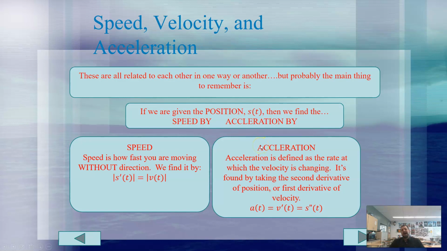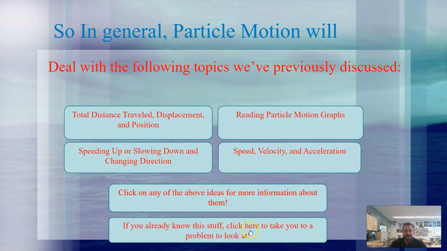Acceleration is how fast the velocity is changing. If we're given the position function, the way that we find the acceleration is by finding the second derivative of position, which is the first derivative of velocity. And again, we've talked about those things quite a bit. This is a good reminder on what those different things mean.